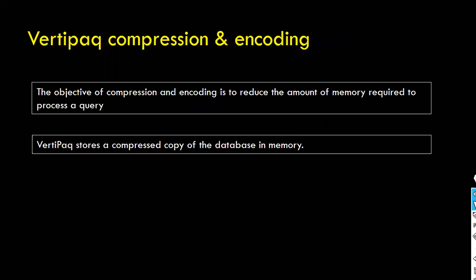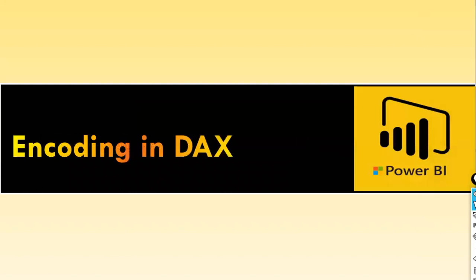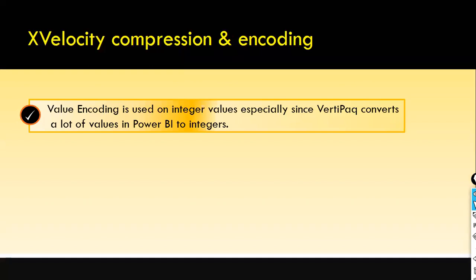Then it stores a compressed copy of the database in memory. So what are the techniques it uses to compress the data? The technique used to compress data is called encoding in DAX. The objective of this is to reduce the amount of memory required to process your query. It's as simple as that.